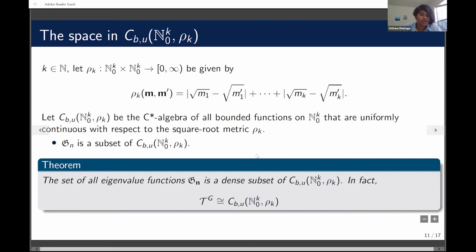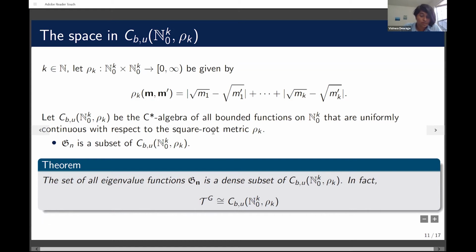Okay. And now we discuss the C-star algebra generated by the corresponding Toeplitz operators. So we start by defining the square root metric rho k. It's given by this formula. And CBU is just bounded functions on N naught k which are uniformly continuous with respect to rho k. And we have that the set of all eigenvalue functions that we defined previously is in this C-star algebra.